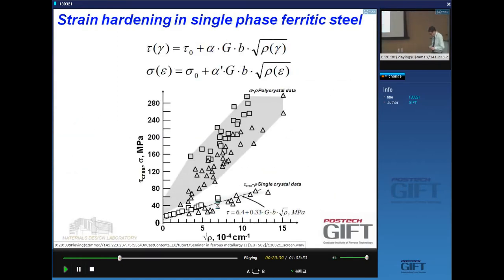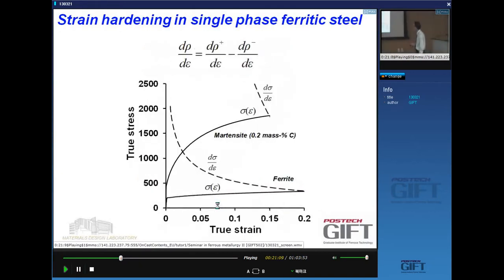So first of all, does this equation hold? Yes, it holds. For instance, here, for a number of steels, you have this relation between the stress and the square root of the density of dislocations. You see a more or less linear relation for a lot of different types of steels. And this is the same here for single crystal data. They don't overlap because this is the shear stress versus dislocation density relation. So basically, you're in business.